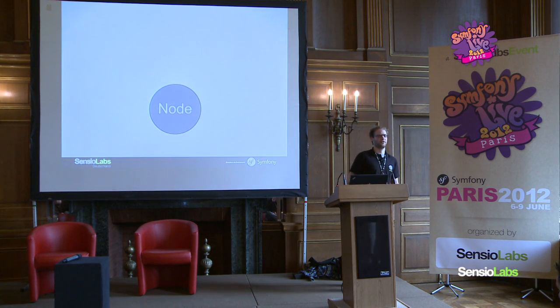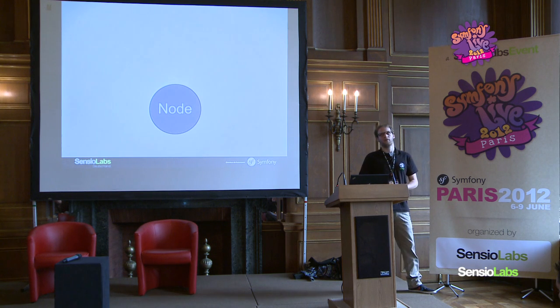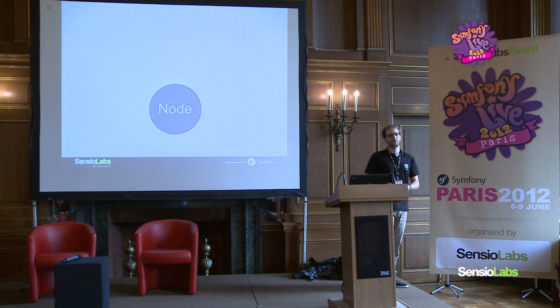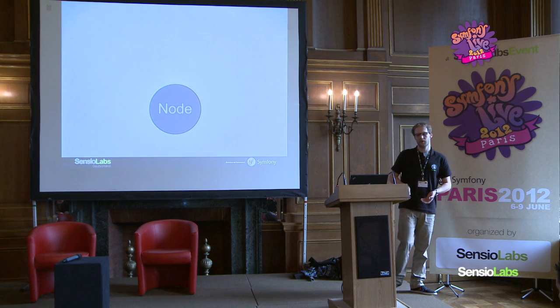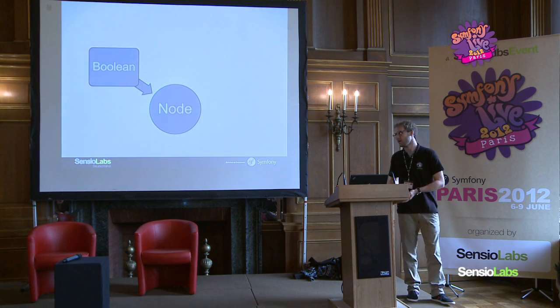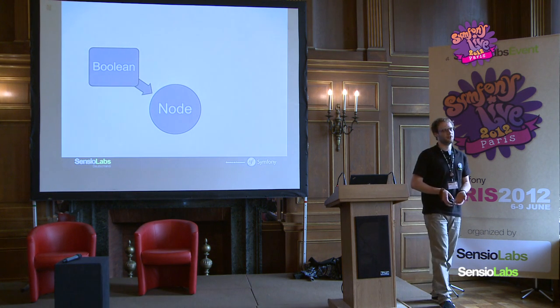Talking about nodes is a bit abstract, but we want to show you what kind of nodes you can use for your configuration. You have these Boolean configurations I showed you already. You have scalar, and you have an array type. You have a few more, but these are the main types.